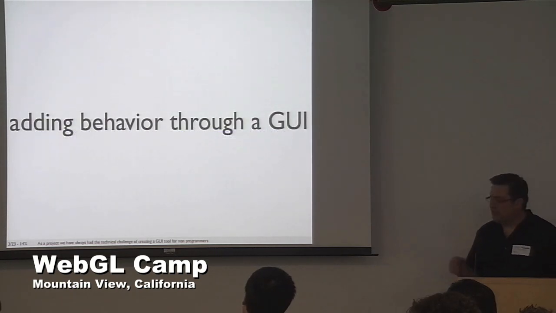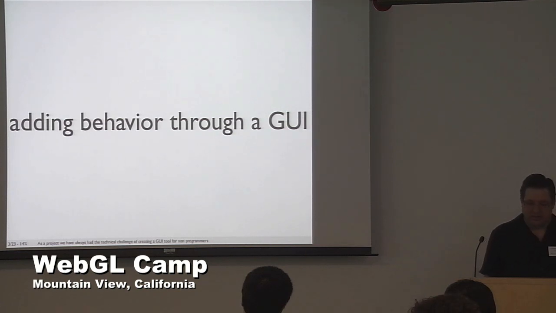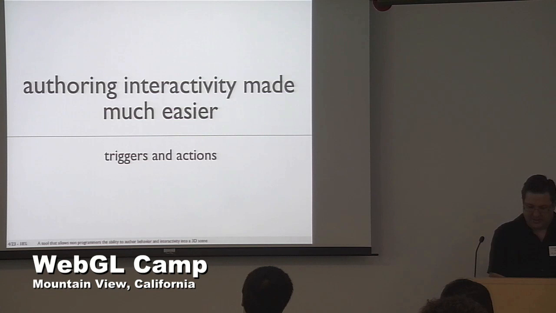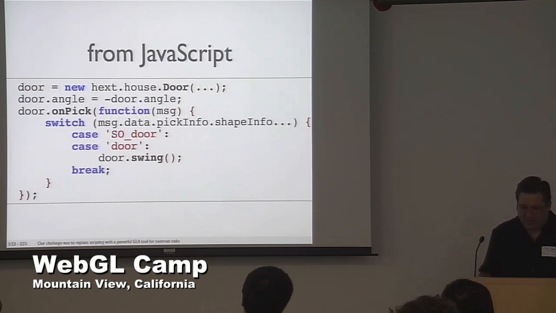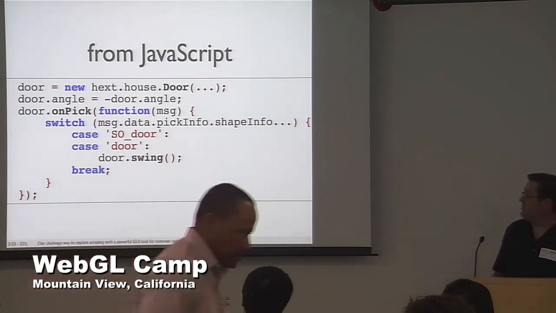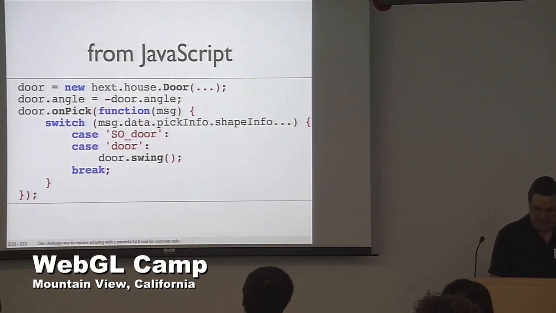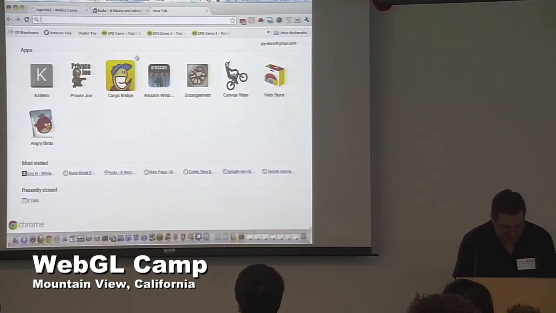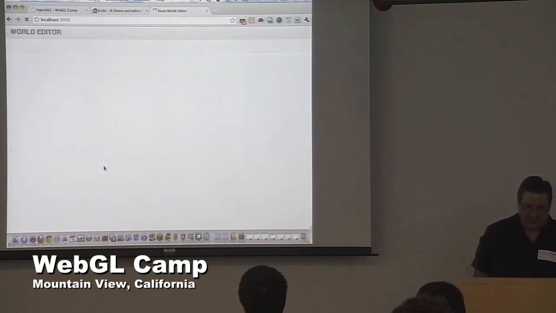So our project started out with the technical challenge of building a tool, a GUI tool, to allow any user or any person, hopefully the widest possible audience, to add behavior to 3D and author interactivity, hopefully in the easiest way. And so our tool does that with triggers and actions. So we wanted to go from this, which isn't bad, but certainly friendly to a programmer, to a GUI tool. So I'm going to open up that GUI tool because most of my presentation, I'm going to hopefully use it.